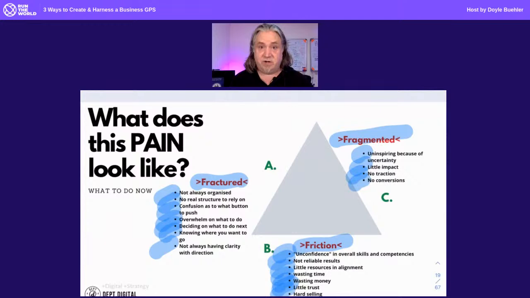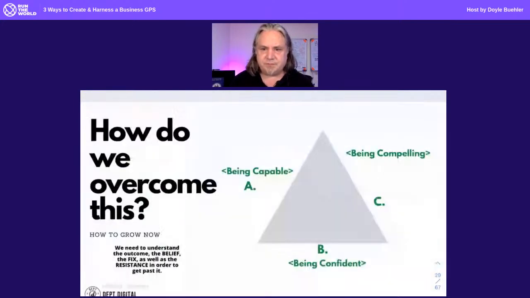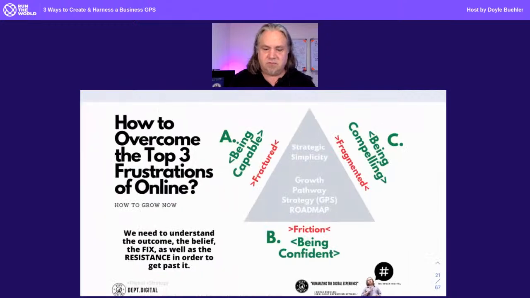Because if we understand the problem, if we understand the challenge, if we understand what's slowing us down, then we can actually move forward as well. So how do we overcome that? Well, 3 simple ways: being capable, being confident, and being compelling. Pretty easy, right? How do we look at it in terms of black and white? It's like, okay, what's the problem? Fractured. How do we deal with that? We have to look at our capabilities. What's our pain? Friction. How do we overcome that?